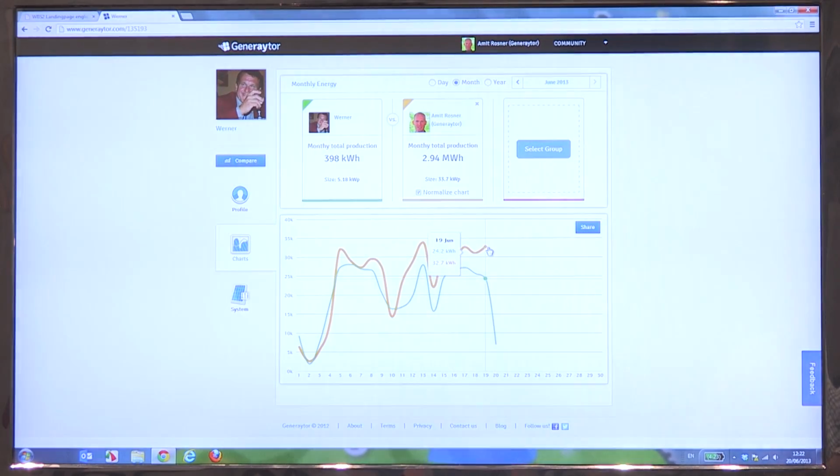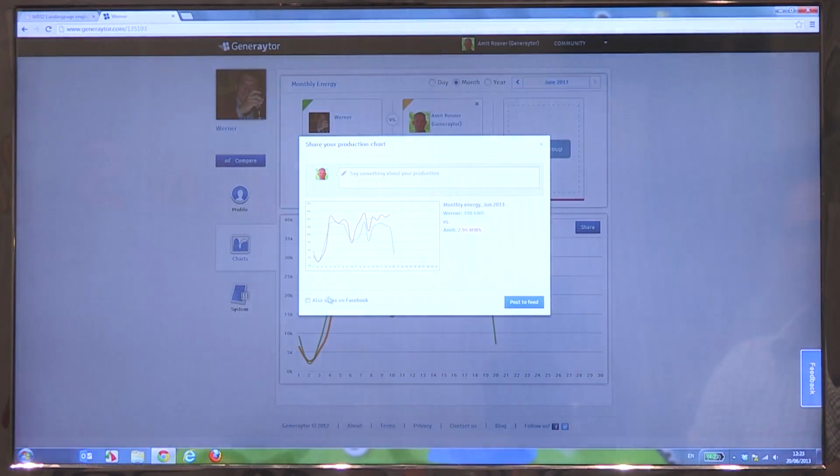And great, I can see that because the systems are located nearby, the sunny days had a similar impact on both of us. And darker days, we both produce a little bit less. And you know what, I'm a little bit competitive today, so let's try to share this success that I produce so much energy with all my friends and all my social circles on Facebook, so they can see also how great solar is, how practical it is, and maybe they would like to consider it for themselves too.